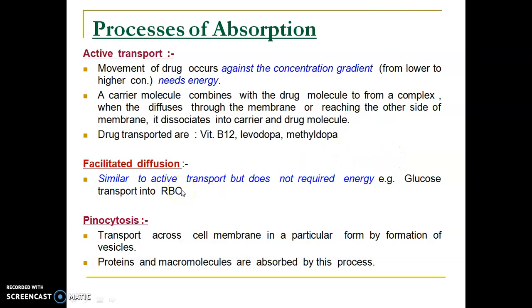Next is facilitated diffusion. It is very similar to active transport, the only difference being that it does not require energy. An example is glucose transport into RBC.